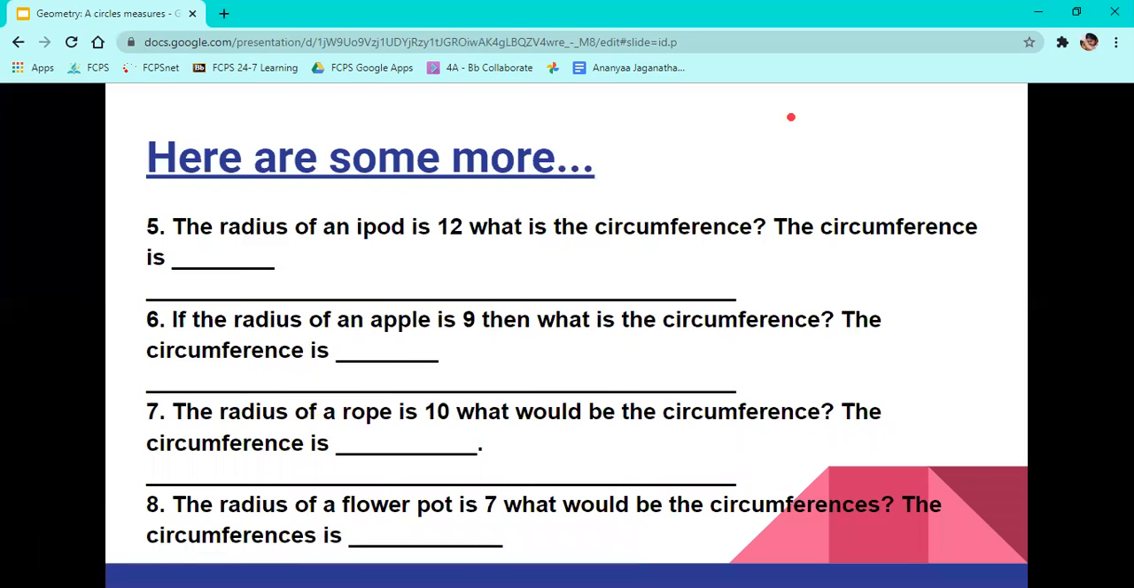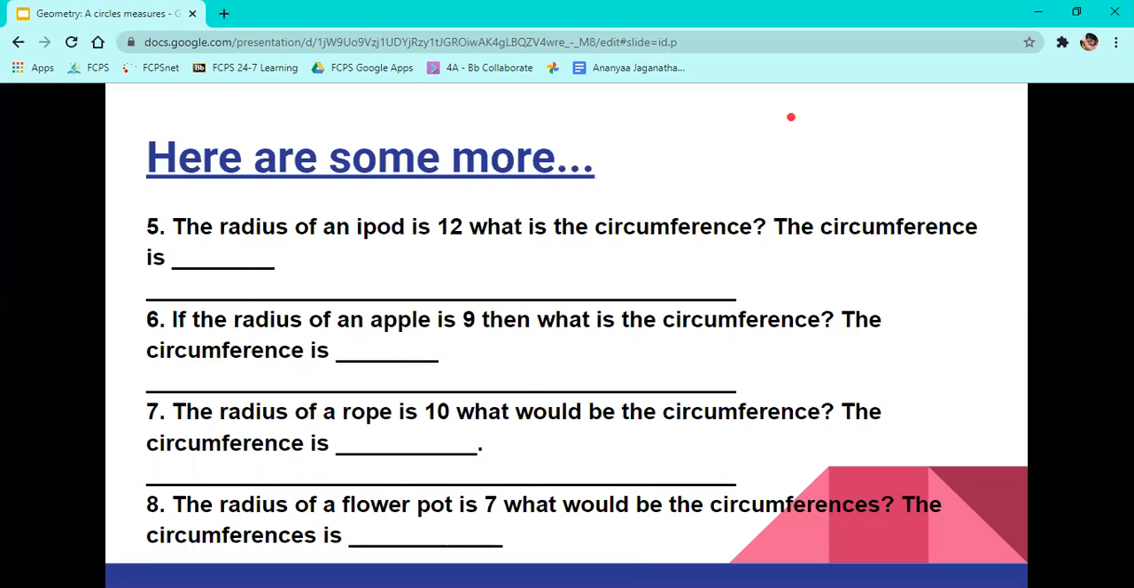But let's go to some problems now. Here are some more. Go ahead and answer them. Don't forget to check them. Also, don't cheat. Don't ask your parents. This is for your learning and your benefit. So I'm going to start reading the questions here.